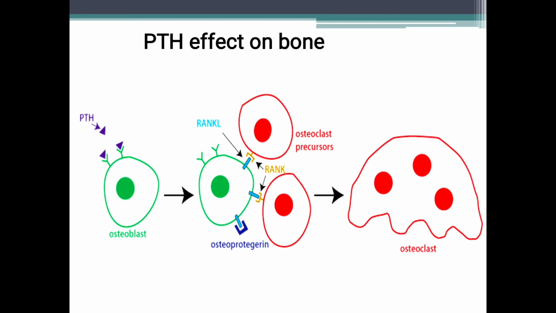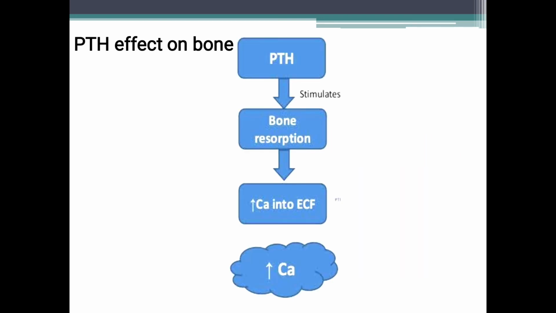So this is the effect of PTH on bone. It activates both bone synthesis and resorption, but the net effect is it causes increased bone resorption and mobilizes more calcium from the bone into the plasma. So PTH, bone resorption, increases the calcium in the extracellular fluid.